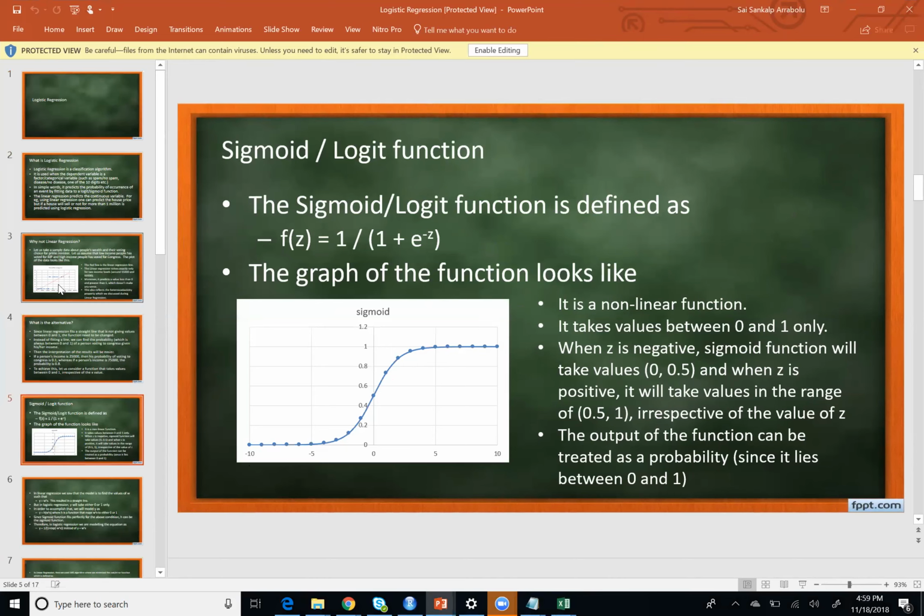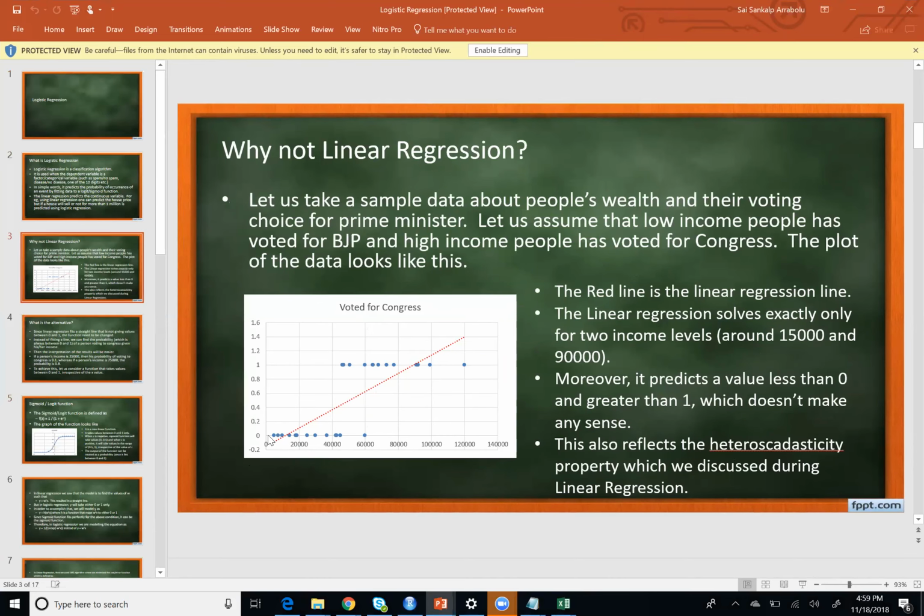Because a straight line doesn't predict anything here, right? It has to actually have values here and then go on up and have values here. So we cannot predict a straight line when your output is categorical, by which I mean when your output values are discrete. Because when I take a point over here, it says that he has voted for both Congress and BJP if I use linear regression. So in such cases, we cannot use linear regression.